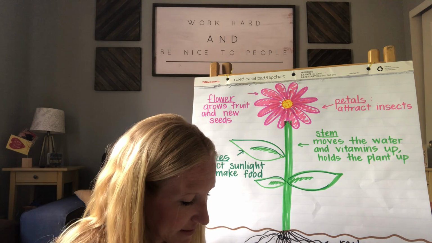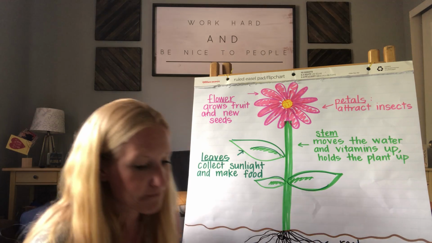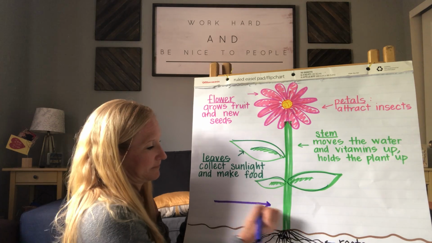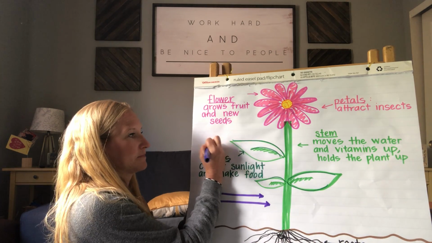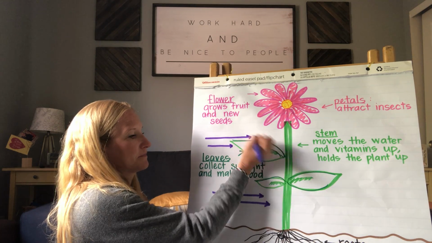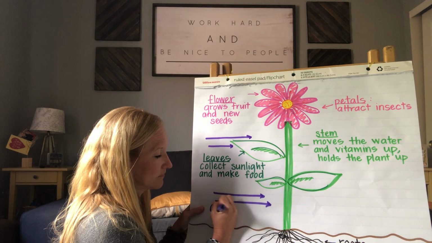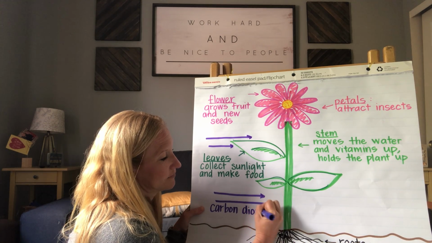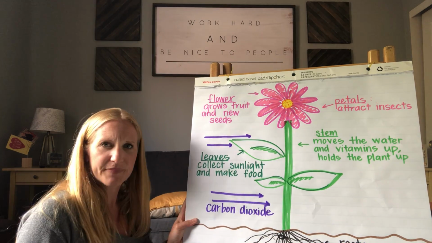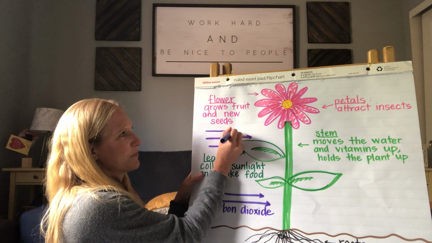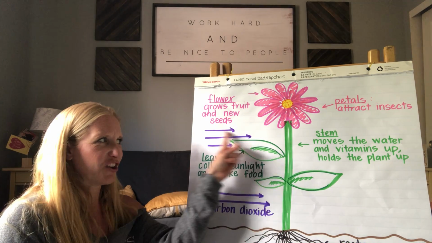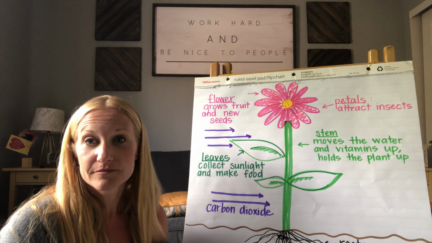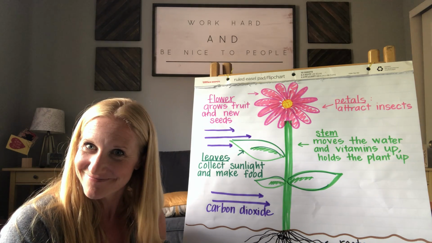They need, let's see, I think I'm going to use purple. Is there a purple in here? Yeah. The air that they take in from the outside is called carbon dioxide. Okay, now where on earth does carbon dioxide come from? How are they getting all this carbon dioxide? Guess what? Breathe out. You just breathed out carbon dioxide.